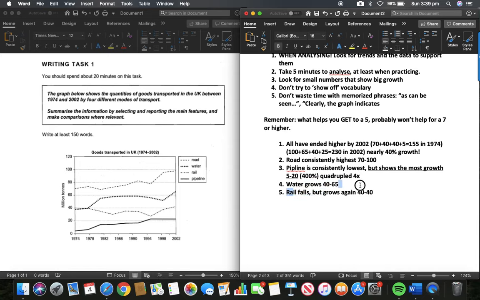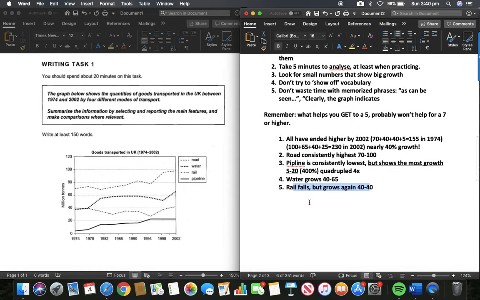And then the other two, yeah, water grows 40 to 65, that's fine. Rail falls but grows again and it stays around 40. So not super important, but worth mentioning. Also, I did notice here with water and rail that they kind of switch places, but I just don't really think it's that important. All right.